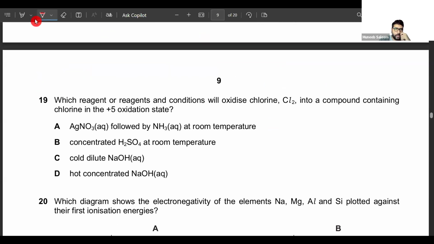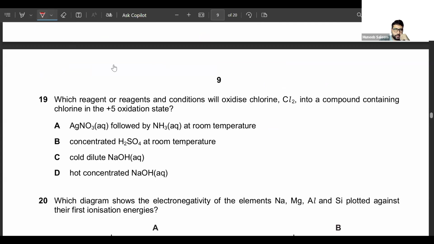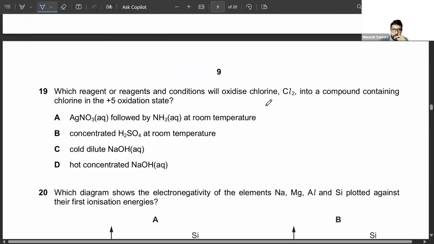Now question number 19. Which reagent and condition will oxidize chlorine into a compound containing chlorine in the +5 oxidation state? If you remember the equation between cold dilute NaOH and chlorine, we had Cl2 plus NaOH to make NaCl plus NaOCl, or you could say NaClO. Both mean the same thing, NaClO.